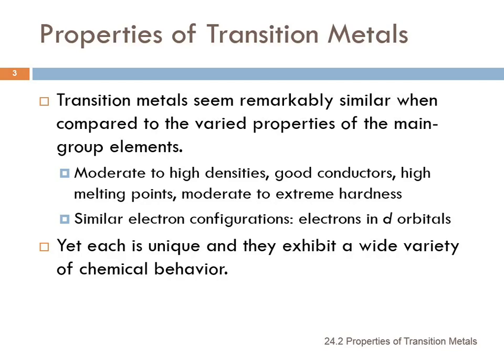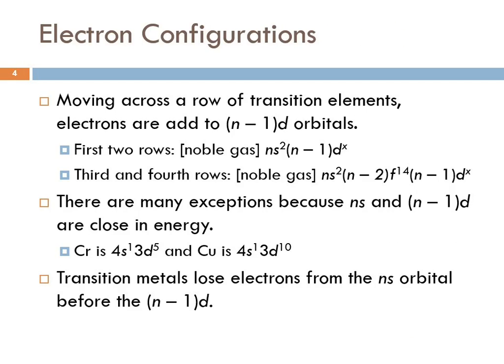And these similarities are due to similar electron configurations. As we're going across the row, it represents the filling of the d orbitals. And yet, each of these elements is also unique, and they have a wide variety of chemical behavior. So let's review electron configurations.